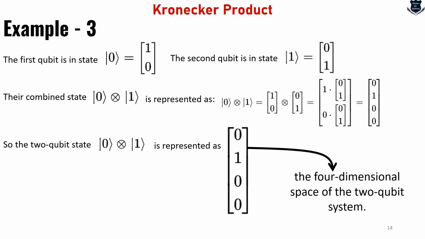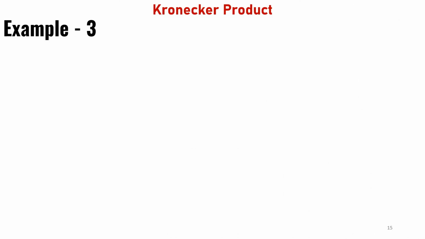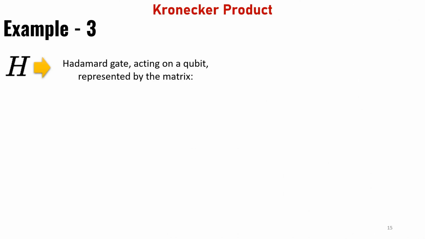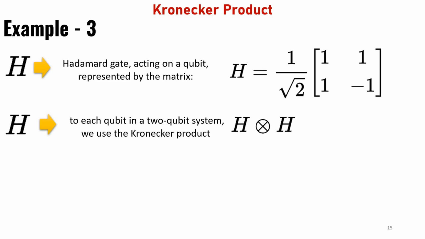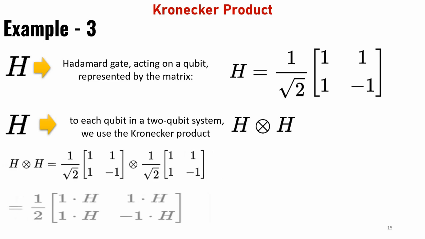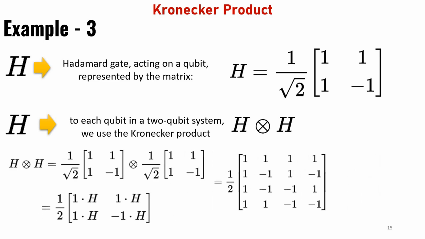Now if you have looked into my earlier videos in this series on the mathematics of quantum physics, then you already know what a Hadamard matrix is. And I will use an example of a Hadamard matrix here. So if we have a Hadamard gate H acting on a qubit represented by this matrix, and if we want to apply H to each qubit system, we use the Kronecker product, this one, and from here we get the result as this, and finally this. As you can see, the matrix represents the Hadamard operation on both qubits of the 2-qubit system simultaneously.